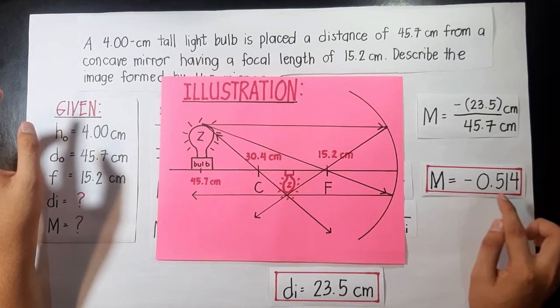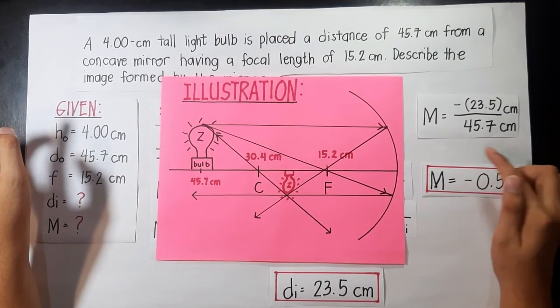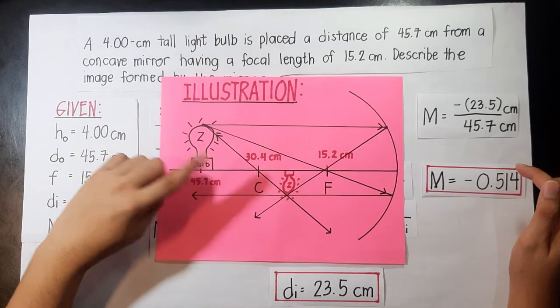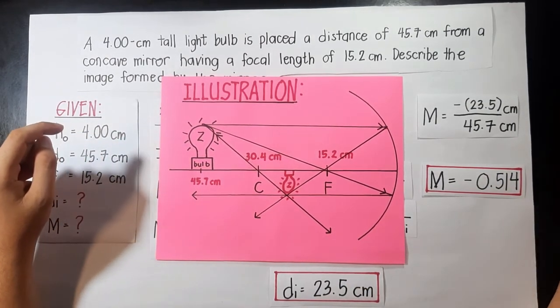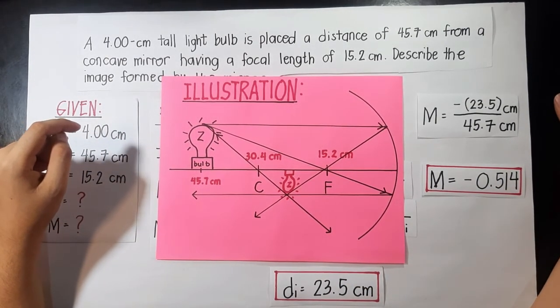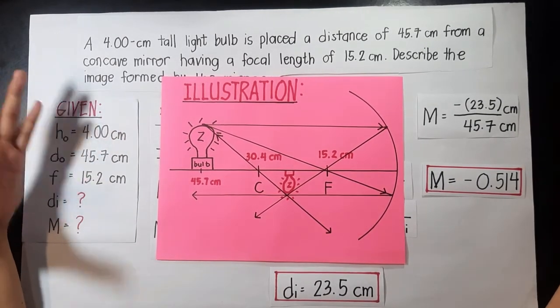Well, this magnification tells us na lumiit yung ating image with respect to the object by half, kasi 0.514 siya. So, ibig sabihin, yan yung mismong ating magnification.